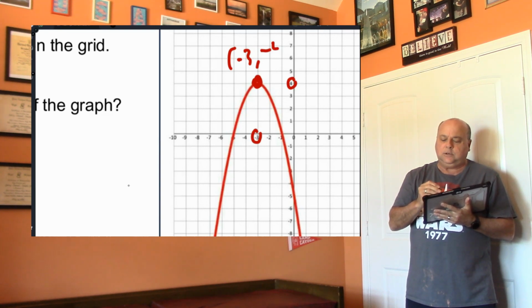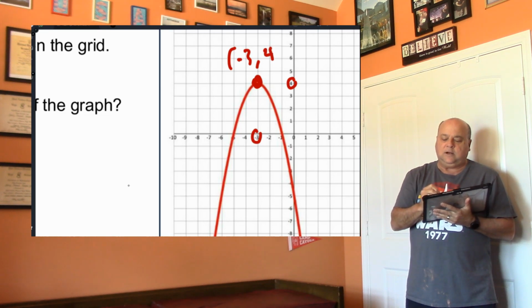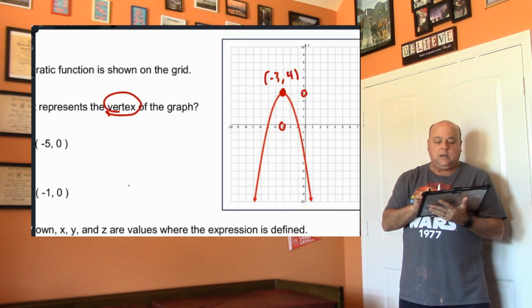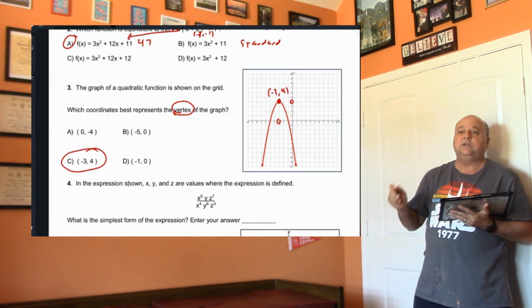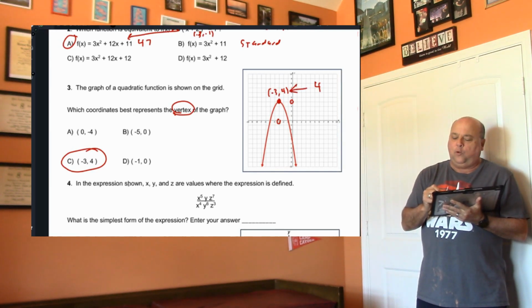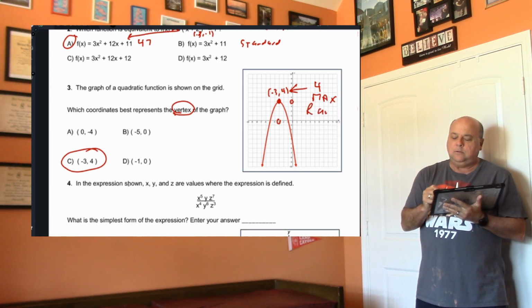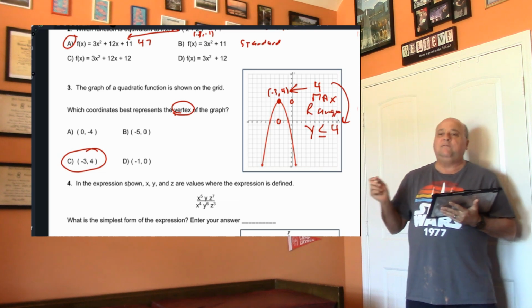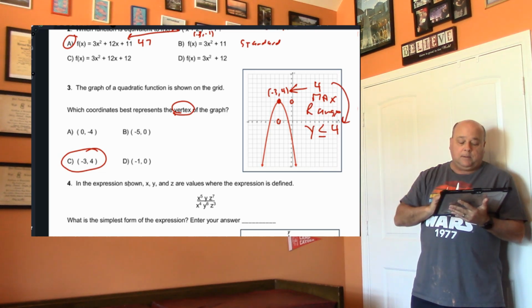Let me erase here if I can find the button. Got a new pen. So -3, 4 would work with it. So I'm going to go back here. -3, 4 is the vertex. You cannot miss this, okay? Just to reiterate, the 4 would be your max, wouldn't it? And the range would be y less than or equal to 4. So that vertex gives you all that information, okay? Make sure you remember that.